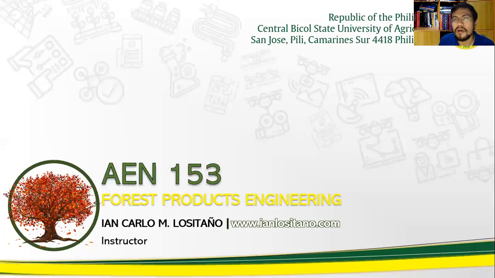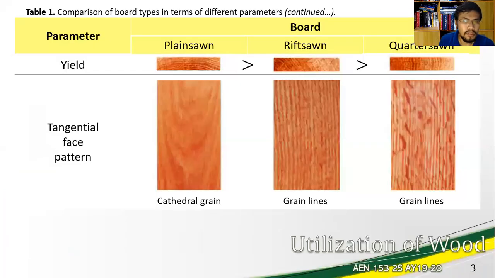Last time we were talking about the parameters to identify the different board types of plain sawn, rift sawn, and quarter sawn. And there were four that we were discussing. The last one was tangential face pattern. We had also the yield and the stability and other properties on expansion.